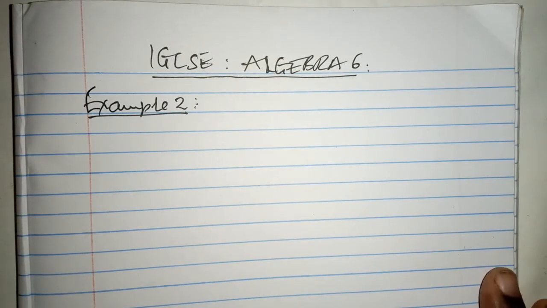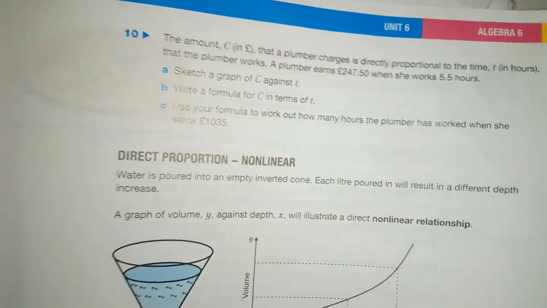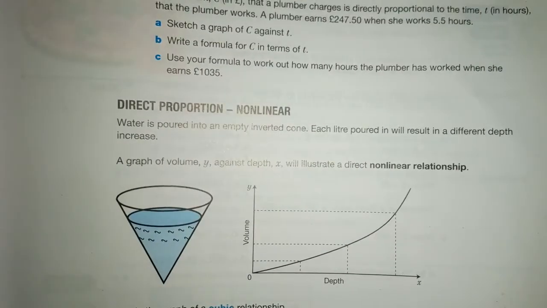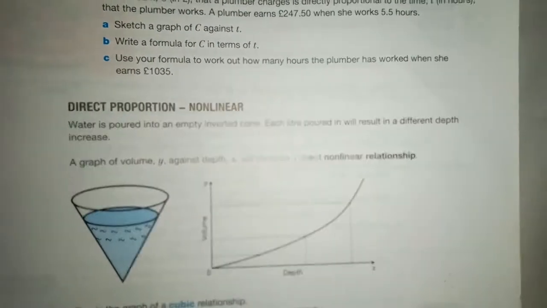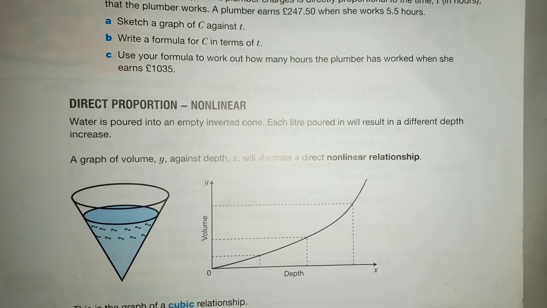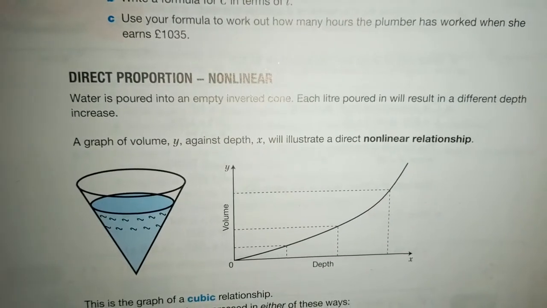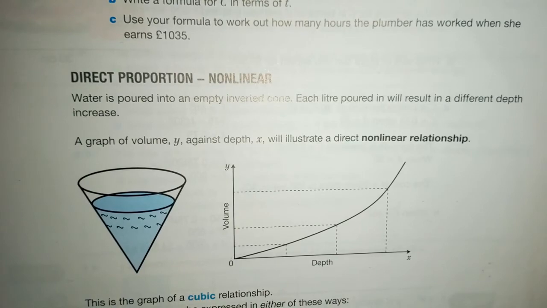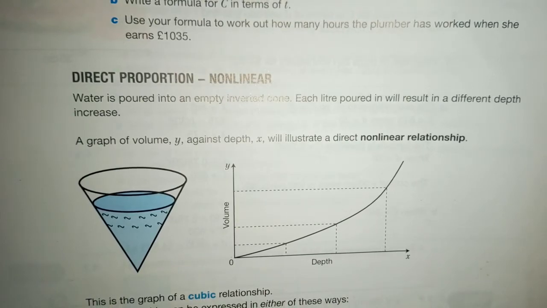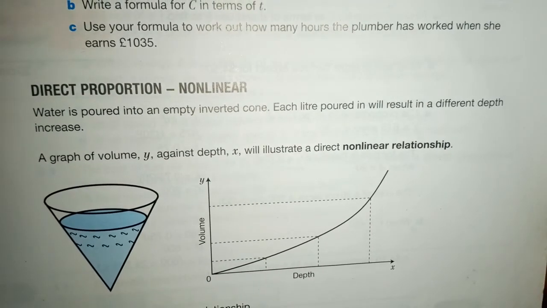And in this video we are going to learn something to do with direct proportion but nonlinear. Yes, direct proportion but nonlinear. And I just want us to concentrate on the textbook. I hope it's clear on my video. Sometimes we may have direct proportions that are not linear, and the example that is illustrated in the textbook is quite perfect.